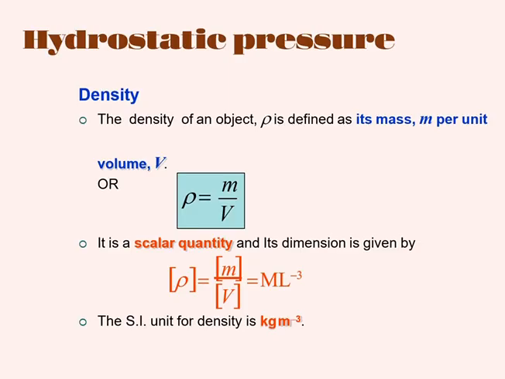Next, we have density. The density of an object, denoted by ρ, is defined as its mass m per unit volume, or ρ equal to m over v. Density is a scalar quantity and its dimension is given by ρ equal to m over v equal to mass per unit volume. It is scalar because there is no direction for density.